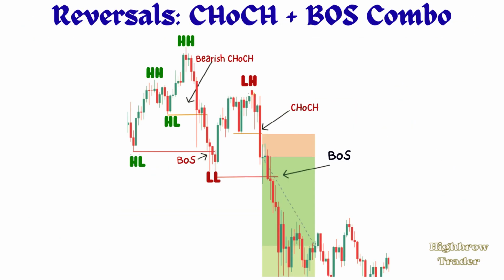Reversals follow a simple sequence. First comes the CHoCH, then the BoS. The CHoCH shows that the current trend is losing strength, while the BoS confirms a new trend has started. This combination at supply or demand zones is one of the most reliable ways to catch early reversals. Now look at the screen. Price first shifts with a CHoCH, then breaks structure with a BoS, forming a lower low and confirming the downtrend.